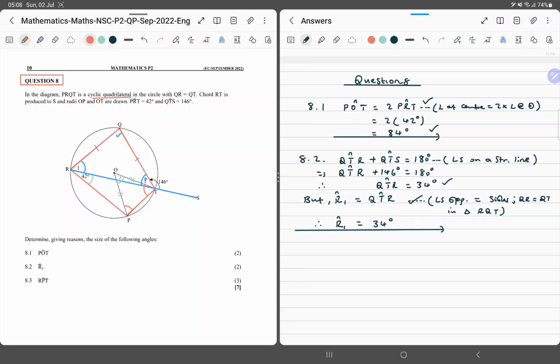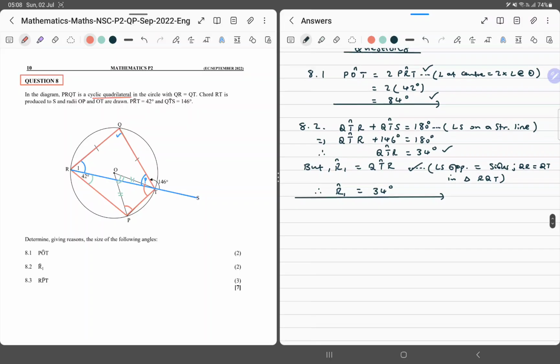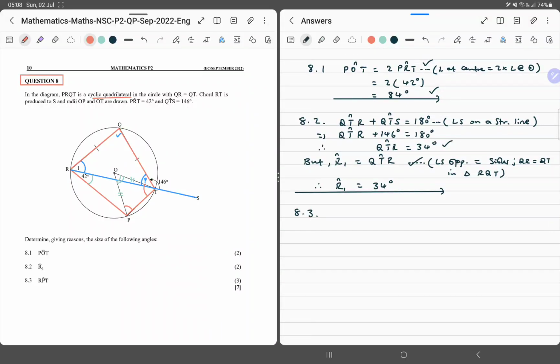Yeah, we can't mark that 34 again. Okay, yeah, that's it. Sometimes you are told answers do not necessarily give you marks, so you should go on without looking back. RPT. So we want this whole angle. But we know that this angle and that angle will add up to 180 degrees. Because these are opposite angles of a cyclic quad. Our key is finding Q. And we can find Q in that triangle.